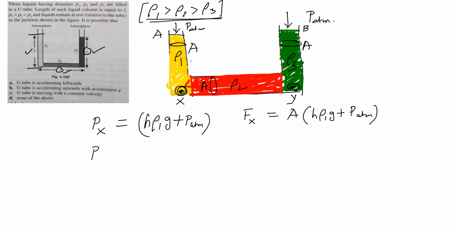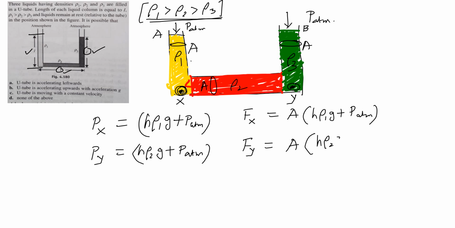So if we are coming down to Py, then we will say H into rho 2 into G, and we are adding P of ATM. So that is the pressure at the point Y. So now F of Y, how much is this coming down to? This is H into rho 2 into G plus P of ATM. Now you may ask why you are adding the P of ATM?